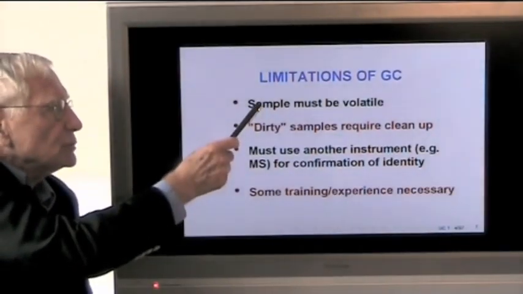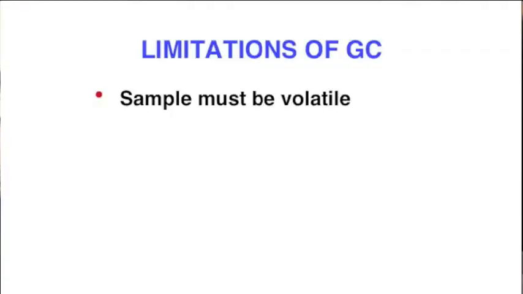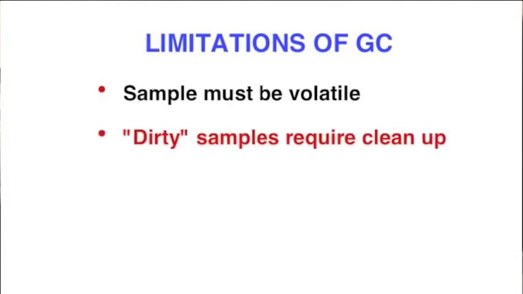GC, the samples must be volatile. We are allowed to heat the sample up to 300, 350 degrees centigrade, but at that point we must generate vapors that can be easily carried by the carrier gas. Dirty samples require cleanup. I think of a dirty sample as urine, wastewater, extracts of many things, in that these samples will not only contaminate the system, they may even plug up the column, destroy the column. In this case, oftentimes we will extract or use a solvent to take out the important components.